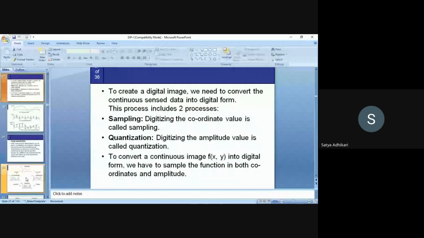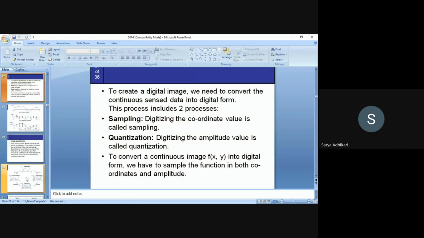We have two processes. Sampling means digitizing the coordinates, as you discussed. Sampling means location: the coordinate system tells where the particular pixel is. Always, sampling refers to the location, and quantization refers to the amplitude value: gray level value, color value, intensity value. Don't confuse them, they are not all the same. Digitizing the amplitude value is called quantization. So sampling refers to x, y, and quantization refers to the value.